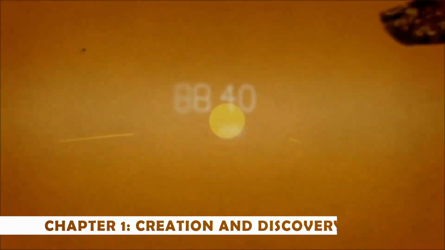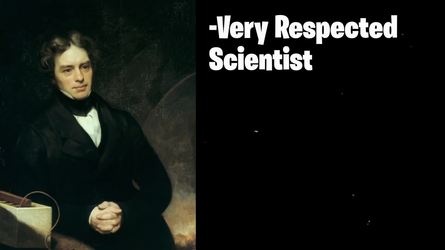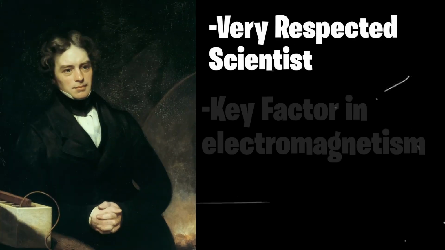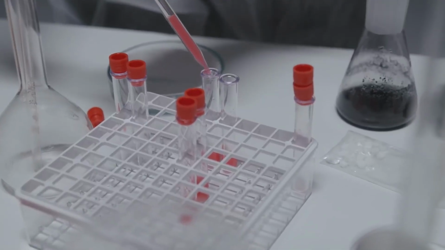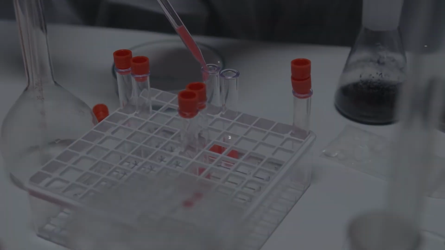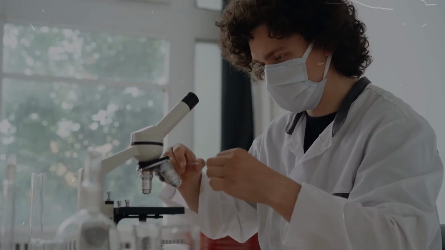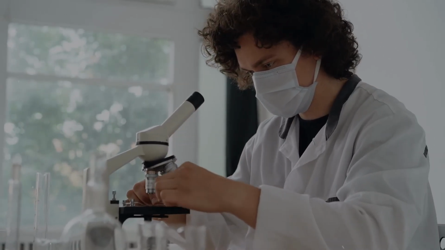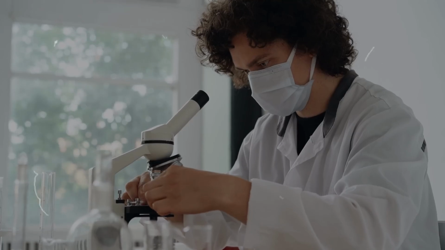The creation and discovery of colloidal gold nanoparticles was by a man named Michael Faraday, a well-praiseworthy scientist who pioneered experimental work in the fields of electromagnetism and electrochemistry, where in 1857 Michael Faraday described the findings of fine particles, which were formed as a result of the chemical reduction of gold chloride molecules by phosphorus atoms. The reaction gave birth to freshly formed gold nanoparticles, which he called finely divided gold, as the term nanoparticle did not exist during his time.